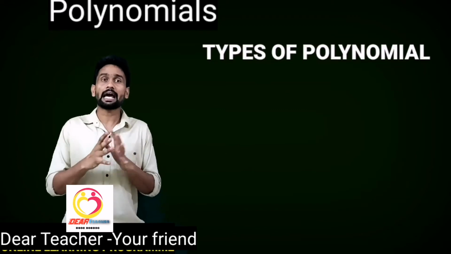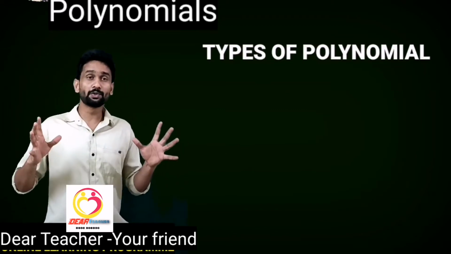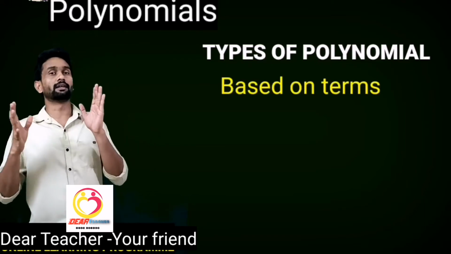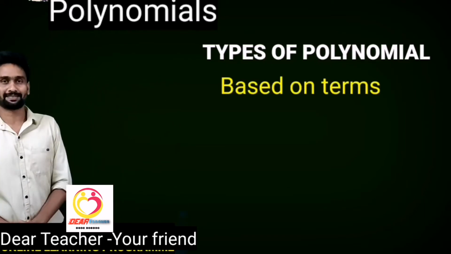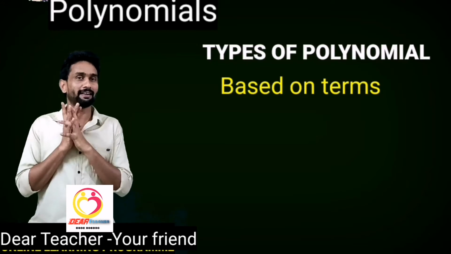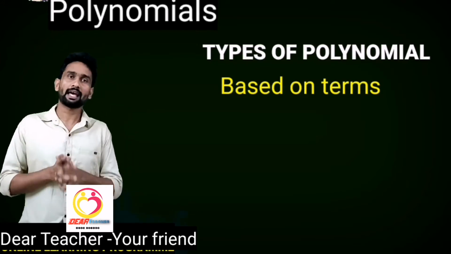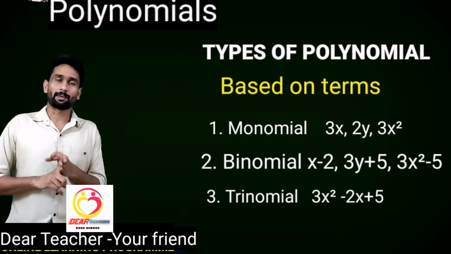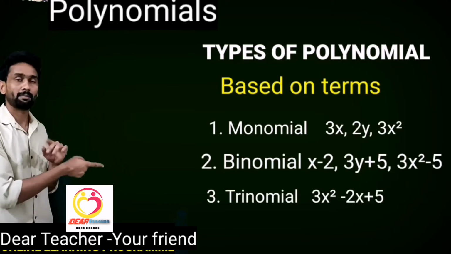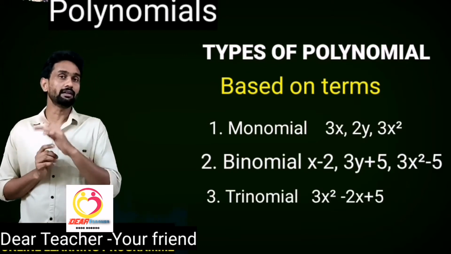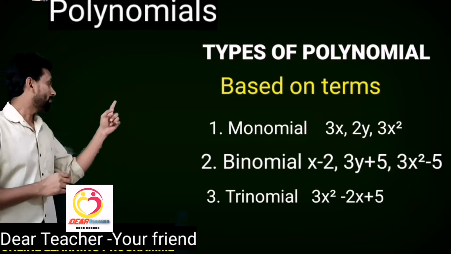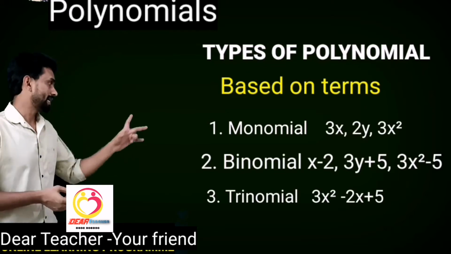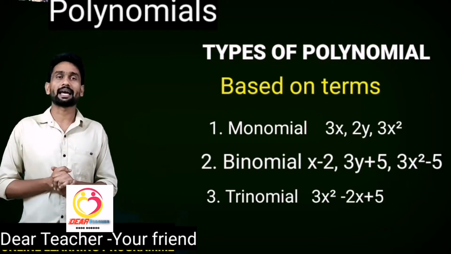Now we can learn types of polynomials. In 2 ways we can categorize polynomials. First, based on terms. You know this already, you learned it in class 8th and 9th. Monomial, binomial, trinomial. Monomial: what is the name monomial? Single term, one term. Binomial, you know bicycle and all. Binomial, 2 terms. Trinomial, you know very well, triangle and all.